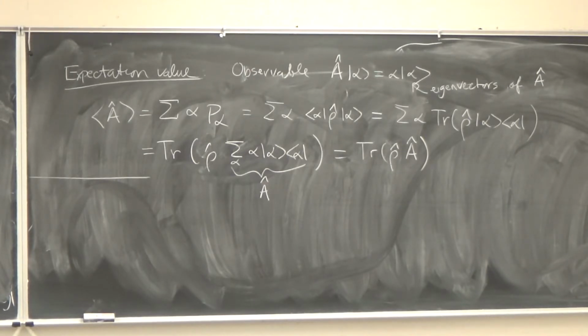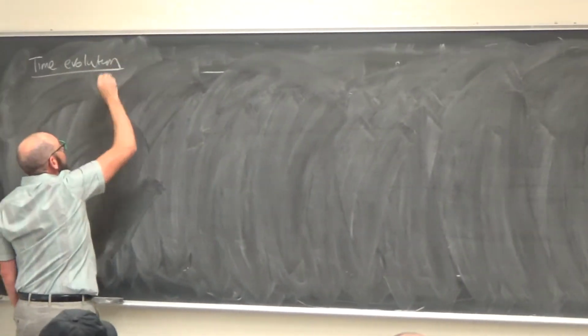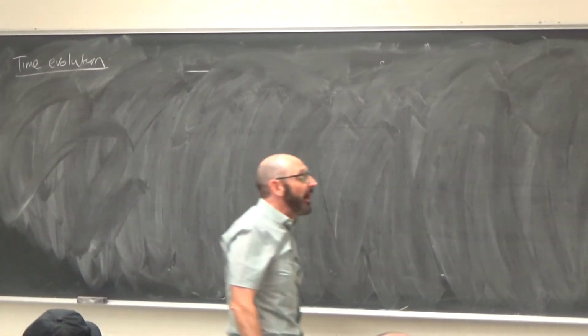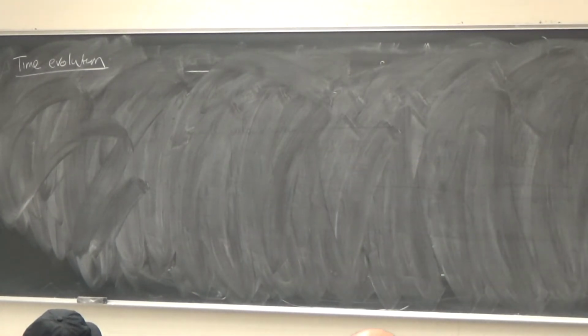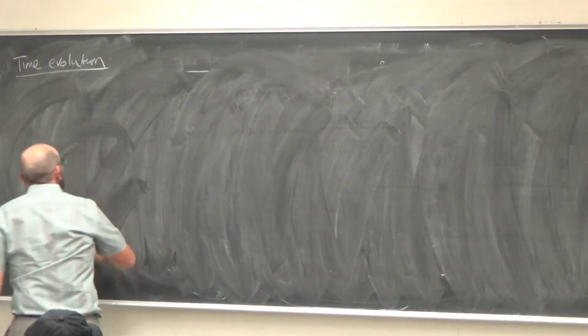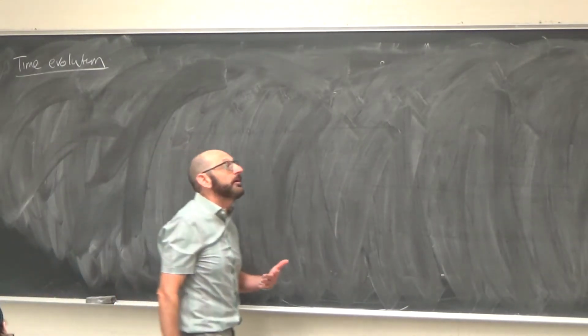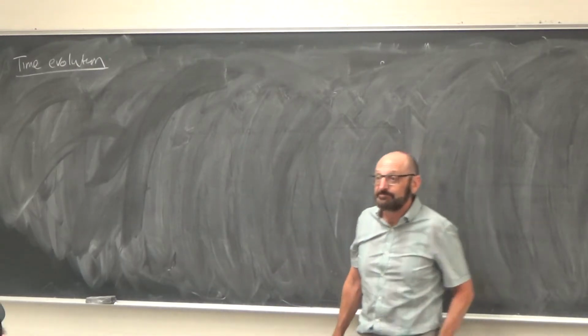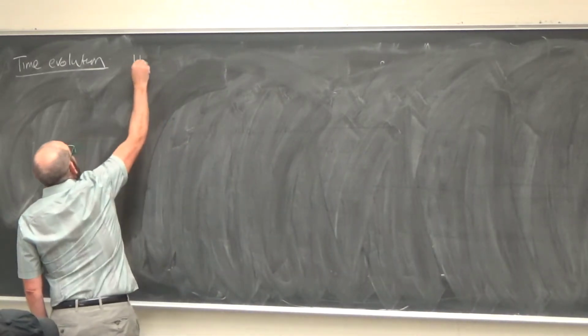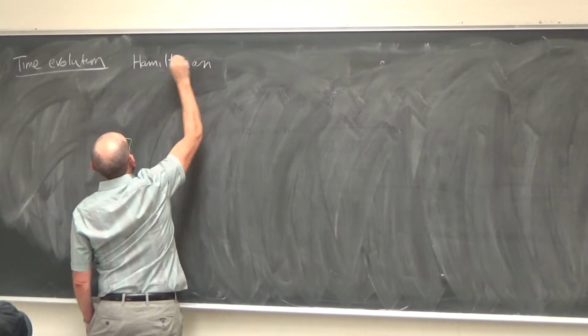Time evolution. So we, of course, given the quantum state at some time, I want to know how to update the state at later times. Right? Now, if no measurements or anything have happened, then the state should evolve according to the Hamiltonian. So let's talk about Hamiltonian evolution.